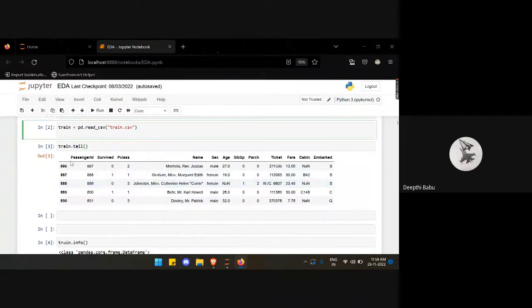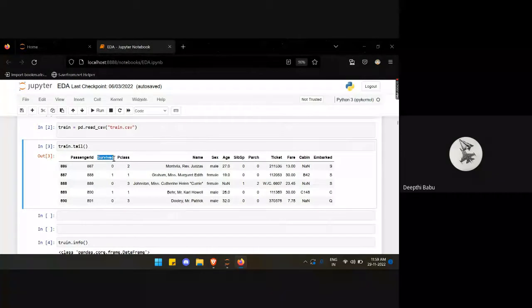Your first column is going to be your passenger ID, which is the same as your roll number or something. The next one is whether they survived or not. Basically, this data set is a Titanic data set, that is, whether the persons who were on the Titanic survived or not, and if they survived, what other parameters affected how they survived.